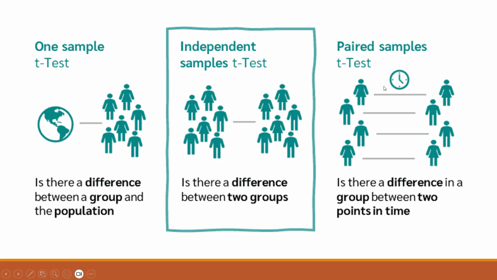And finally, we come to the paired sample t-test, in which we are going to see if there is a difference in a group between two points in time. So these are the same group of people before and after an intervention. So the only difference between this is that some time has passed or some intervention has been done to the same group of people.